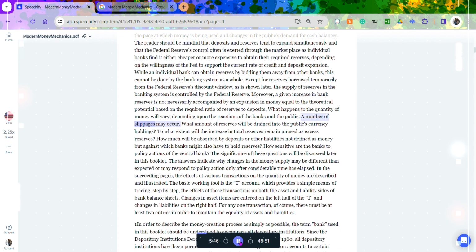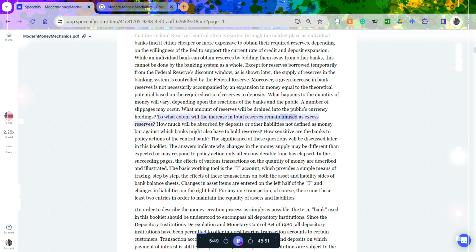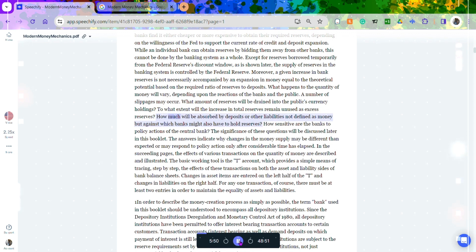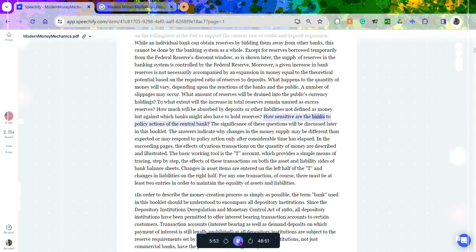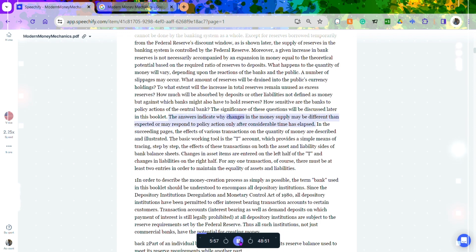A number of slippages may occur. What amount of reserves will be drained into the public's currency holdings? To what extent will the increase in total reserves remain unused as excess reserves? How much will be absorbed by deposits or other liabilities not defined as money but against which banks might also have to hold reserves? How sensitive are the banks to policy actions of the central bank? The significance of these questions will be discussed later in this booklet. The answers indicate why changes in the money supply may be different than expected or may respond to policy action only after considerable time has elapsed.